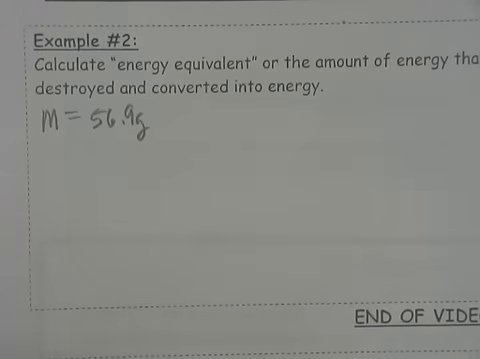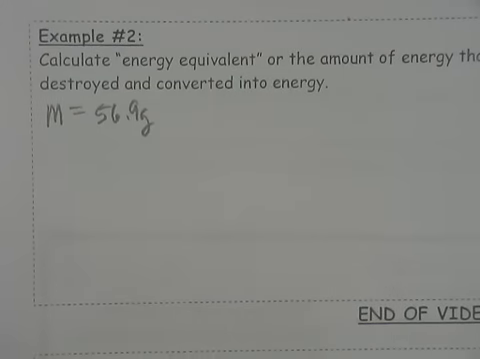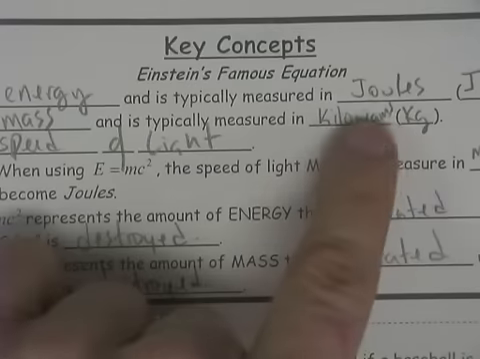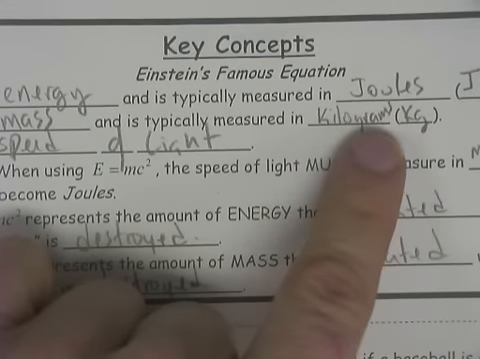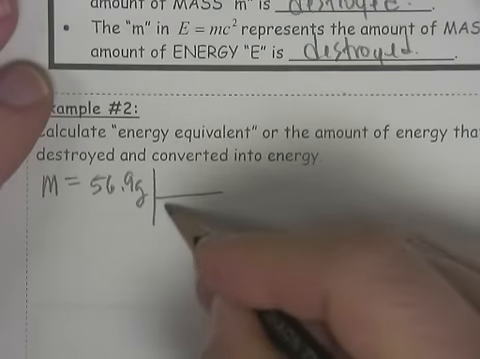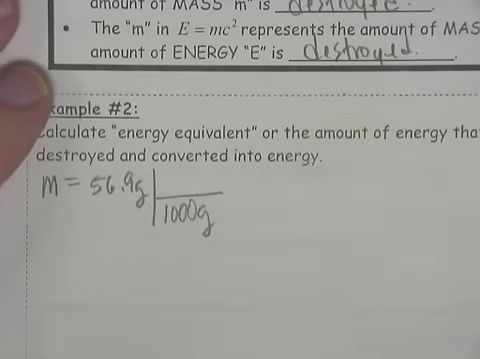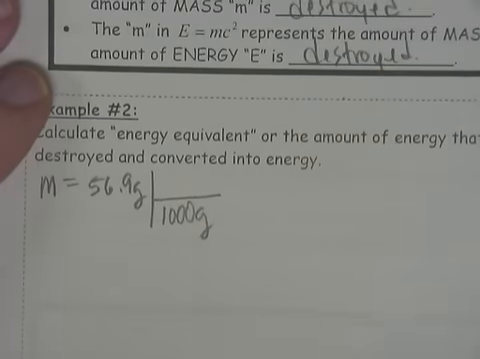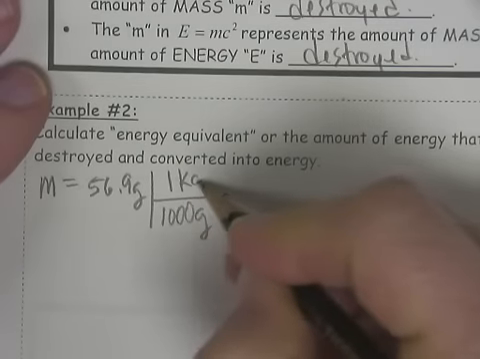Now, here's the issue with this. I can't have it in grams. That's what we tried to say up here earlier. We've got to have that unit for mass in kilograms. So I'm going to simply convert. I know that there's 1,000 grams in 1 kilogram.